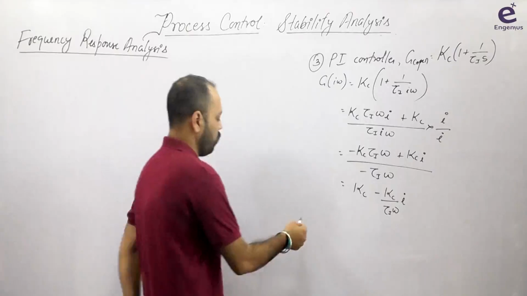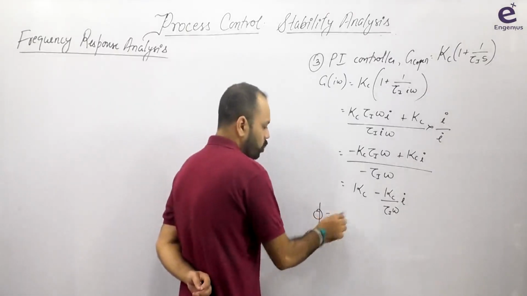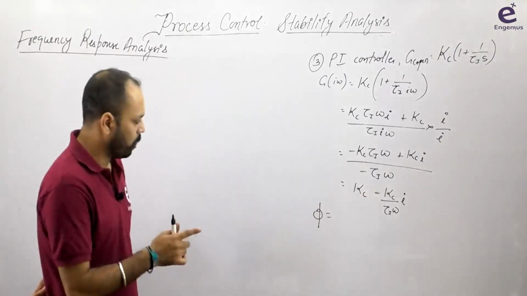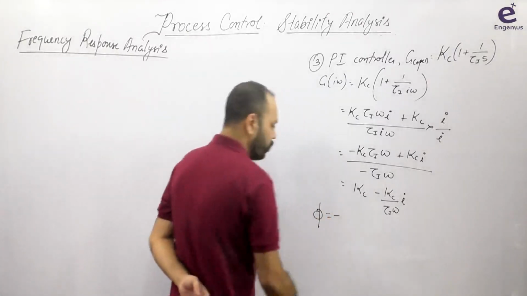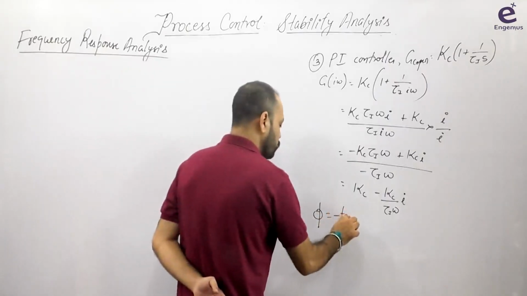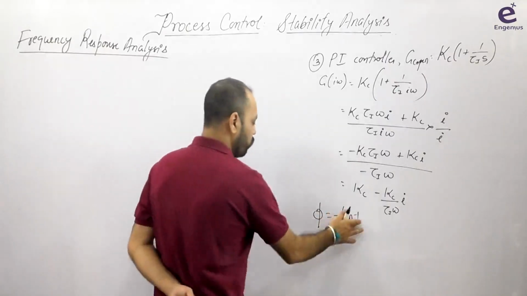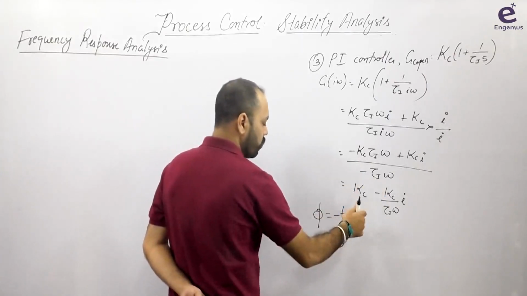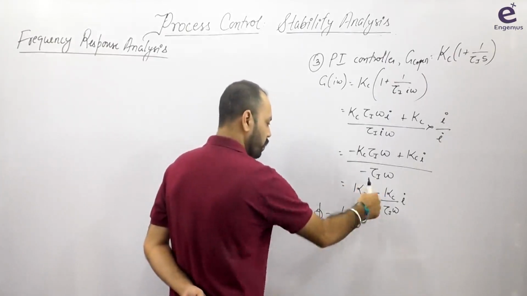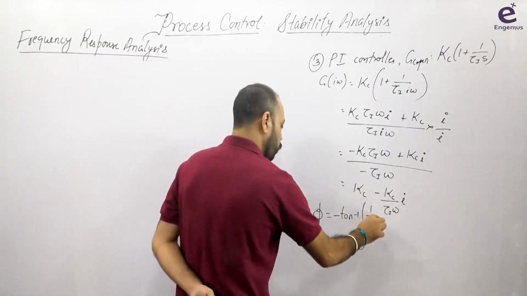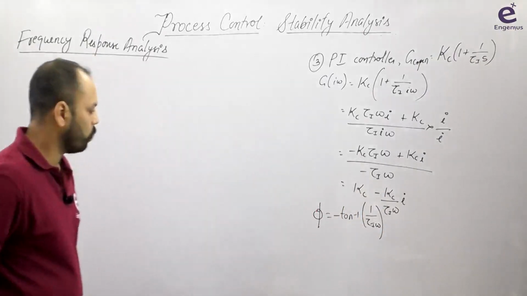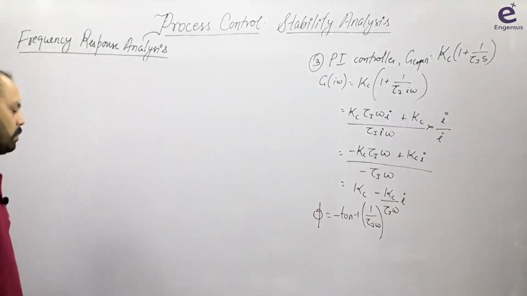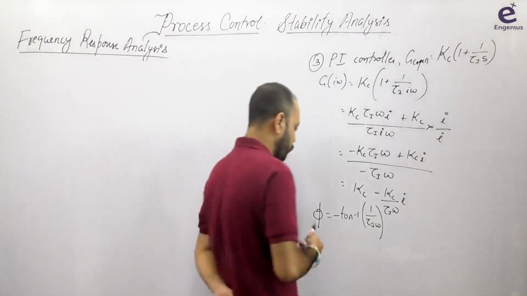Now what is phi? First of all, check in which quadrant it lies. Positive real part, x is positive, y is negative. So fourth quadrant, so it should be negative of theta. And what is theta? Tan inverse of modulus of y by x. What is tan inverse of y by x? Modulus. So minus sign won't be there. Kc will be cancelled. Minus tan inverse 1 by tau I omega. Is it okay? Yes, it is. So that is phi, and that is the argument, which is equal to phi.